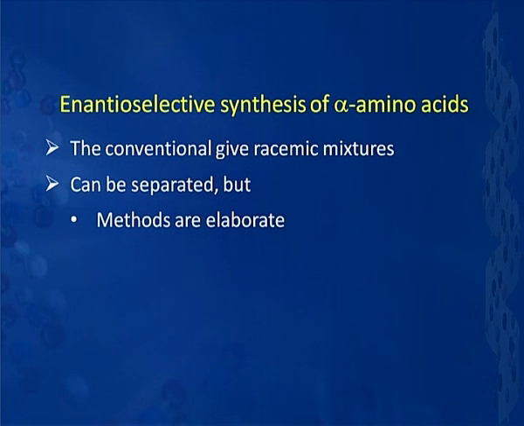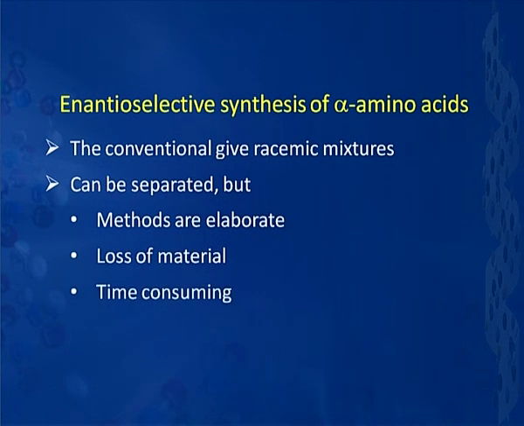Now, all these methods we have discussed so far, these general or conventional methods, all of them give us racemic mixtures. That means I will be getting a product which will be D and L as a mixture of the two. Now, in principle this can be separated out, that means we can use a number of available methods to resolve this mixture into the individual components, but these methods are very elaborate, there is a lot of processing involved. And secondly, there is a loss of material, because suppose I get 50% of L, 50% of D, and I need only L, the 50% of D is wasted. So, there is a lot of loss of material involved. And thirdly, it is a time consuming process.